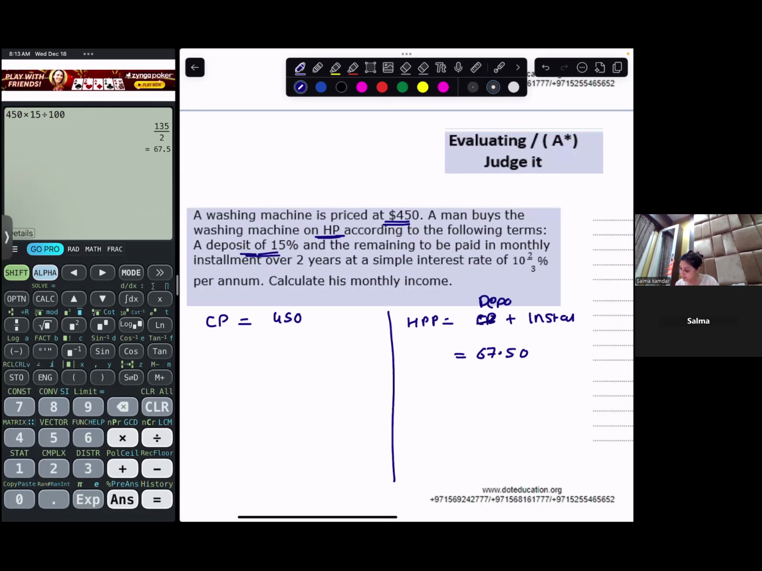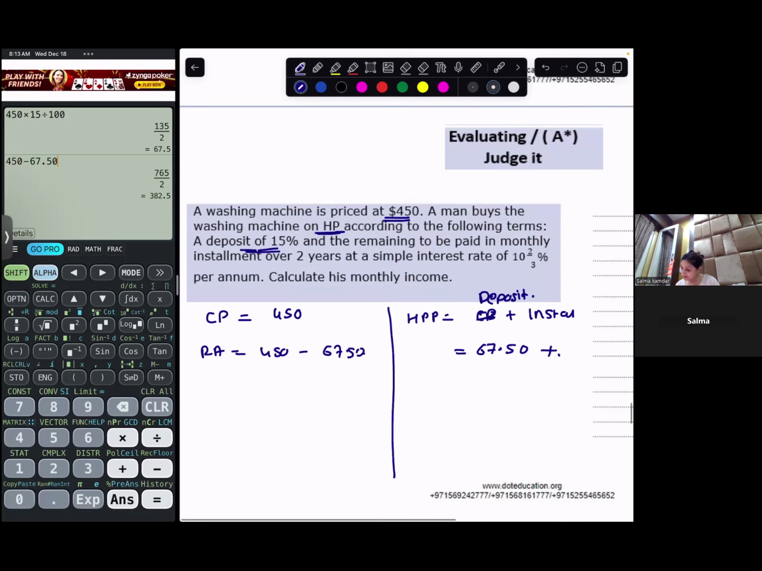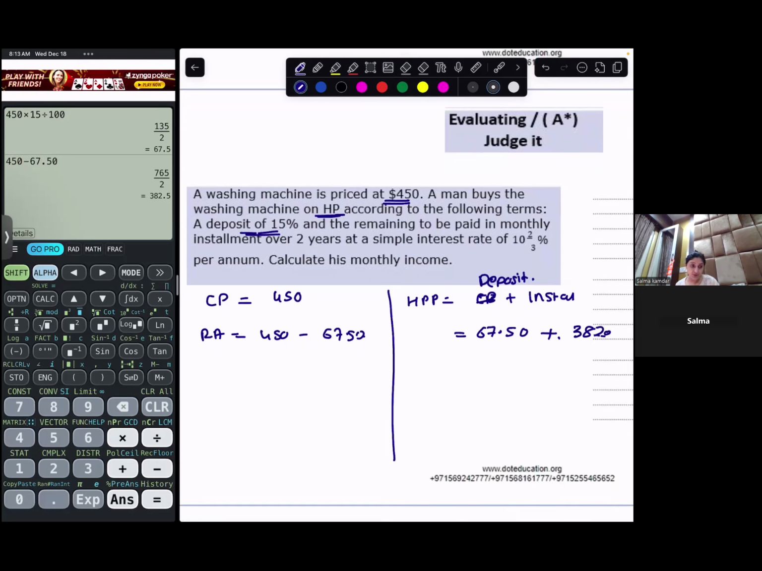So deposit plus installment. He's going to pay a deposit of 67.50 and the remaining amount would be 450 minus 67.50. So 382.5. The remaining amount he is going to pay in installments, 382.5. Let's move ahead. And these installments he is going to pay over 2 years at a simple interest of 10 2/3%.